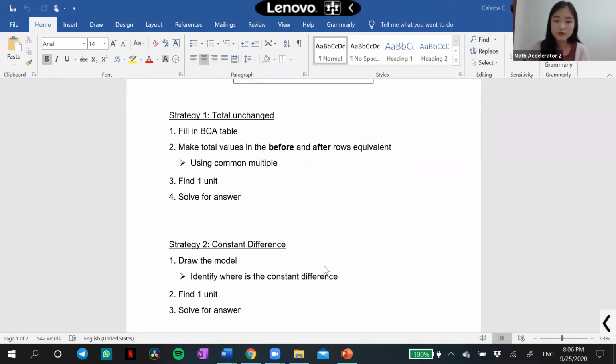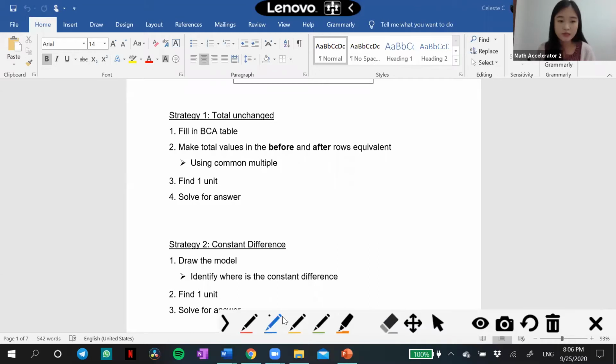What do we do? Fill in the BCA table. For those of you who are familiar, we tried the BCA table last week, which means before, change, and after. Then make the values in the before and after rows equivalent using a common multiple, and then find 1 unit and solve for the answer. Let's try.